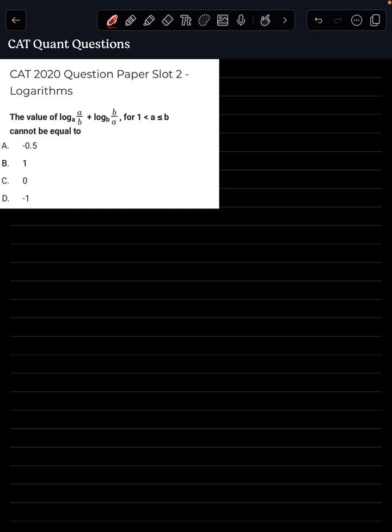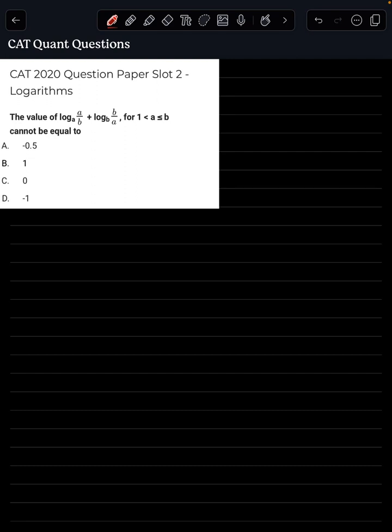My name is Ravi Gupta, and today we will be solving CAT Quant questions. This question came in slot 2 of 2020. This question is very easy, but many students were not able to do this because properties were getting used.